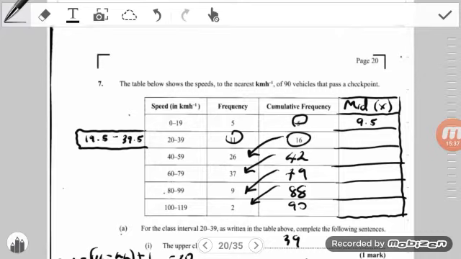Let's go again. Lower limit 20 plus upper limit 39 divided by 2. That's going to give us 29.5. And at this stage, you would get the idea that you're going to be adding 40 to 59 dividing by 2, 60 to 79 divided by 2, 80 to 89 divided by 2, 100 plus 119 divided by 2. And whilst that is also a very easy method, it's also a very timely method.